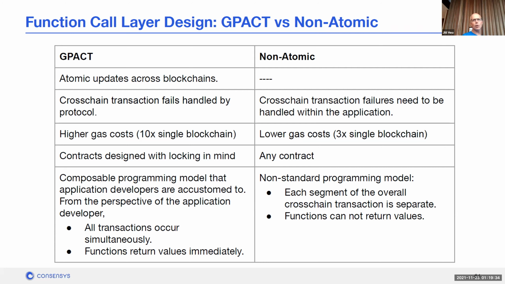Non-atomic is really a non-standard programming model compared to blockchain standard programming. It's not what people are used to. Whereas with atomic protocols such as GPAT, you've pretty much got what people are used to, except the logic is spread across blockchains. So if you've got an application developer that's used to developing on, say, Ethereum mainnet, they can now develop across blockchains using this protocol.